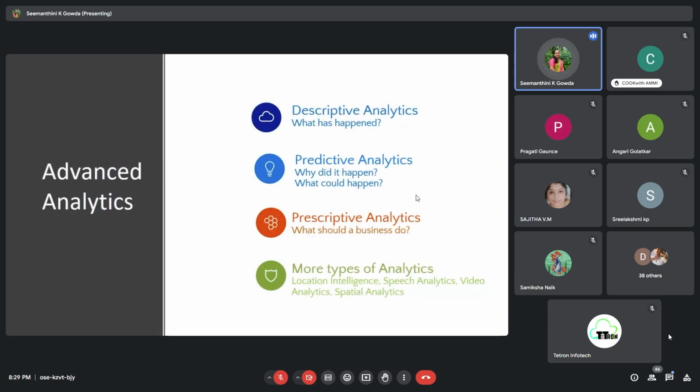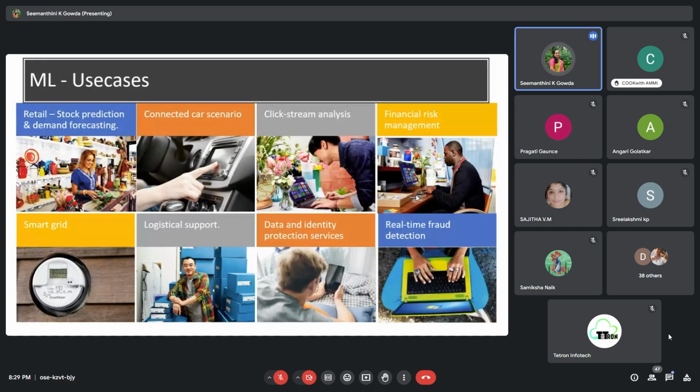We also have some advanced concepts, be it descriptive analysis, predictive analysis, prescriptive analysis, or speech analysis, spatial and video analytics. These are also some of the advanced topics we have seen with respect to AI. And these are the use cases we can find. We can find AI in stock prediction, in connected cars, in stream analysis, financial risk management, fraud detection, data and identity protection, in logistics, and in the smart grid.